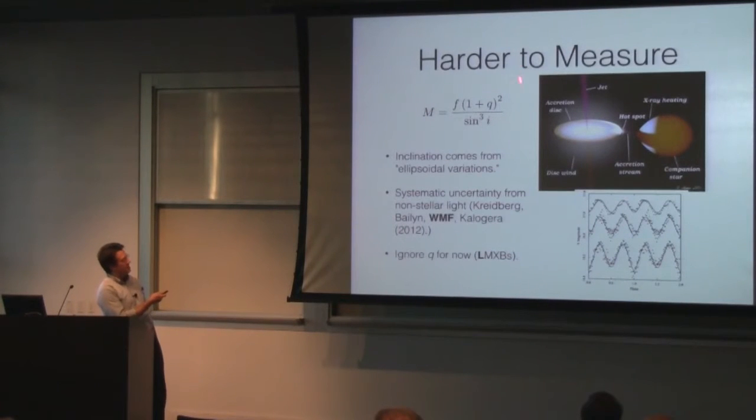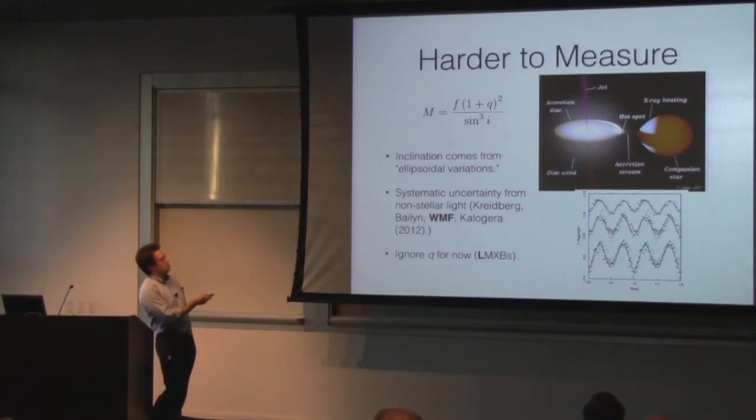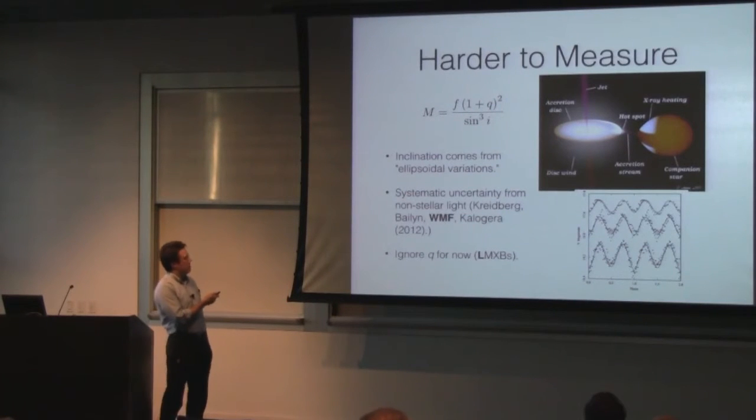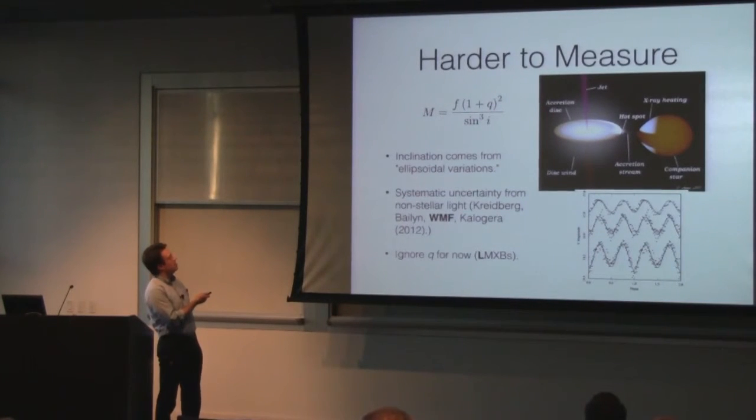Because these are low mass X-ray binaries, ignore the mass ratio for a second. The black hole is almost always the heavier thing here, so this Q is a small quantity. So 1 plus a small quantity squared, but it's not here. But the inclination can influence our mass measurement pretty dramatically. And the measurement of the inclination comes from ellipsoidal variation.